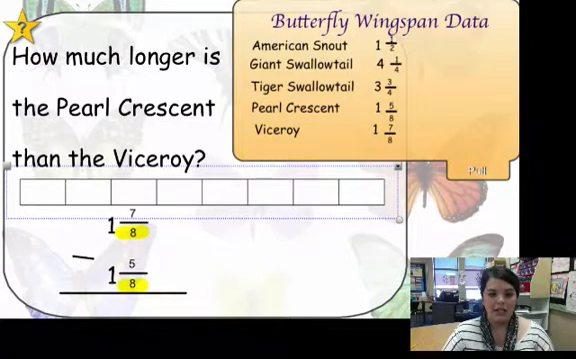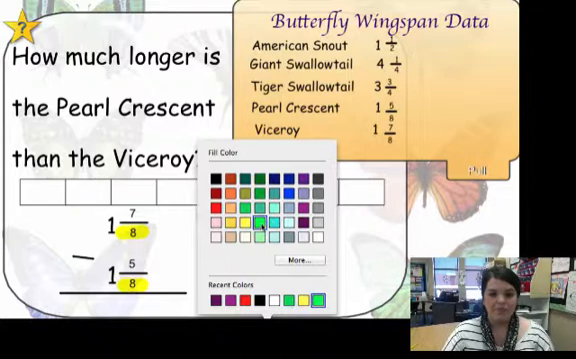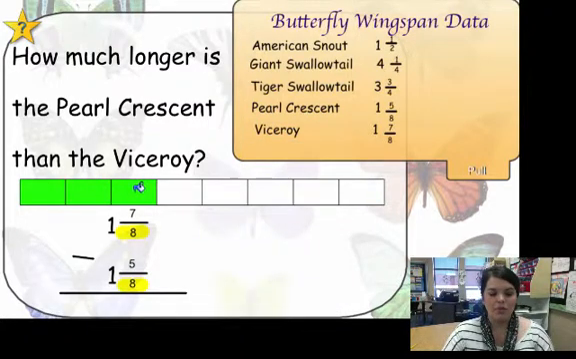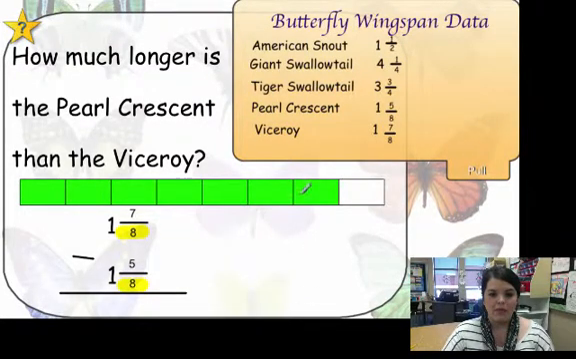So let's take a look at eighths. Let's fill in 7 of them. 1, 2, 3, 4, 5, 6, 7, and I'm going to take away 5 of them. So by taking away 5, I'm just going to use a pen and cross them out. So let's take away 1, 2, 3, 4, and 5. How many are left?